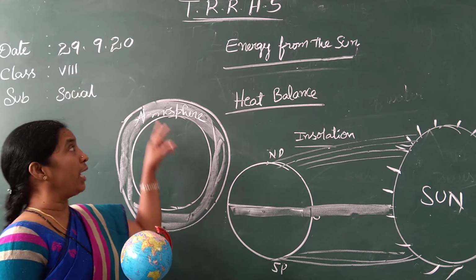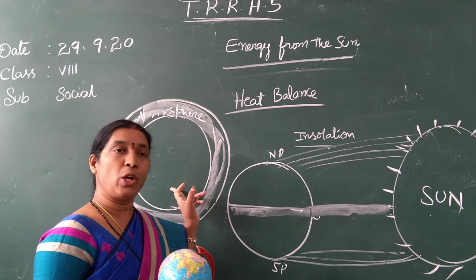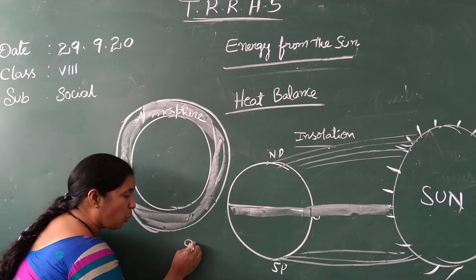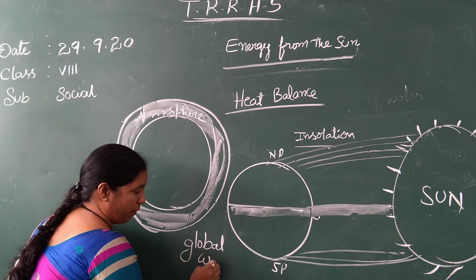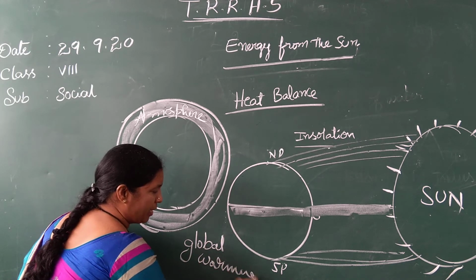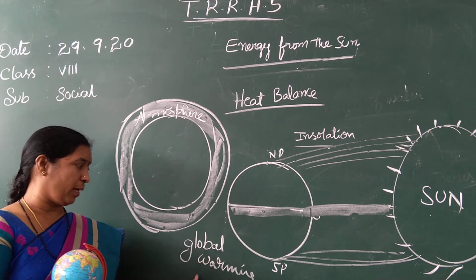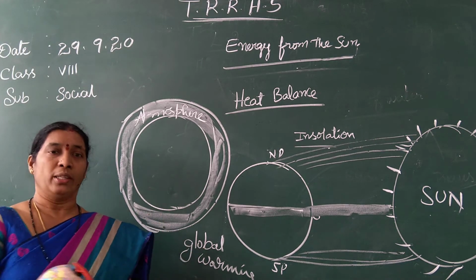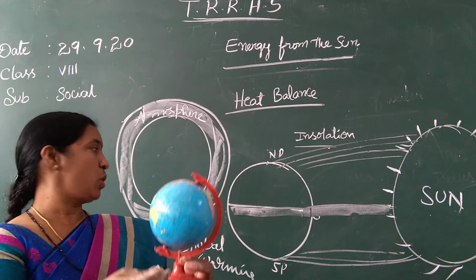So what happens? The sun's rays come directly to the Earth, and because of that it leads to global warming. Here itself is the answer: what is global warming? The globe is getting warm. That means the globe is becoming hot, very hot.